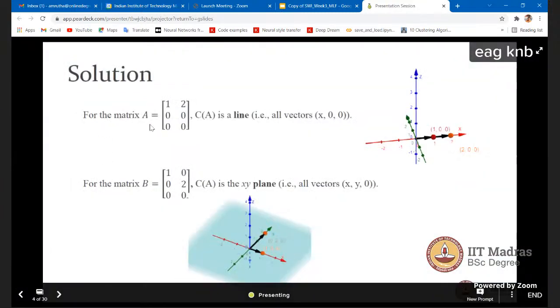So this is your solution. For matrix A, column 2 is dependent on column 1, so the column space is simply the column vector 1 comma 0 comma 0. If you draw the column space, it is simply a line, and the second column is a point along this line. For the second matrix B, these two are independent columns, so we get two different points which form a plane. That is how we describe the column space of a given matrix.